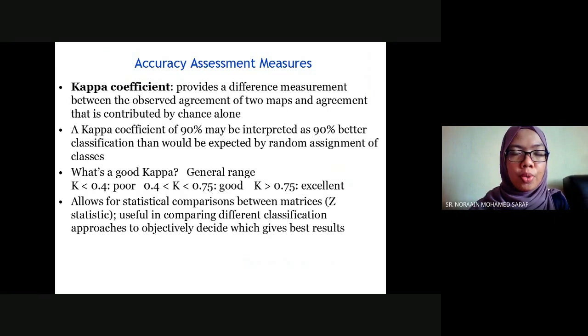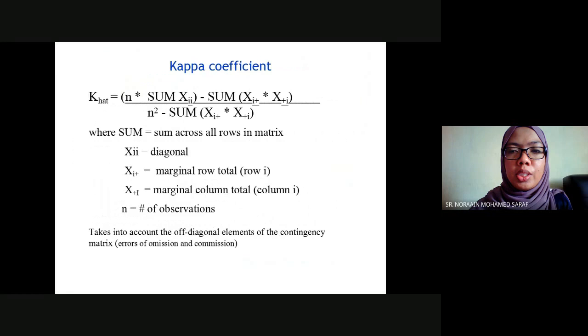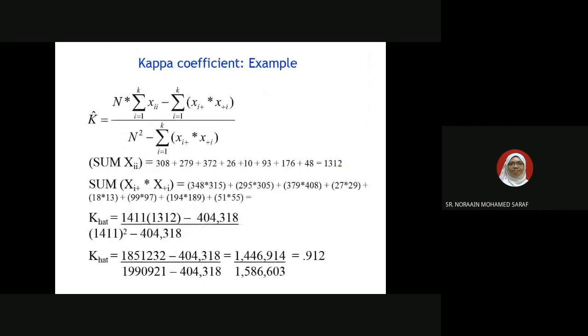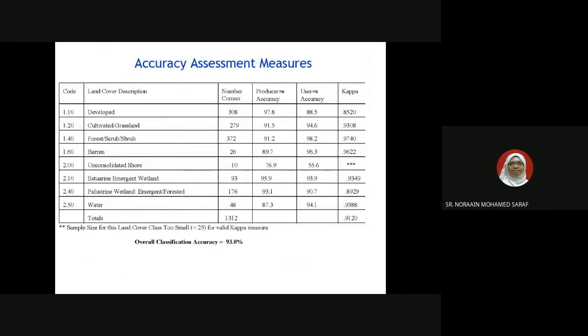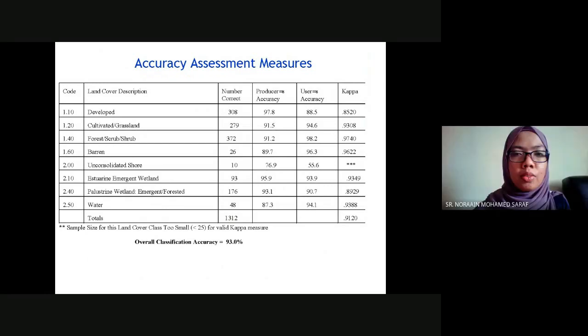Allows for statistical comparison between metrics, useful in comparing different classification approach to objectively decide which give best results. Okay, this is the formula of Kappa coefficients. Okay, we have a sum across all rows in matrix, diagonal, marginal row total, and marginal column total, and number of observation tadilah. Okay, this is the example. And then this also the example of accuracy assessment measures.